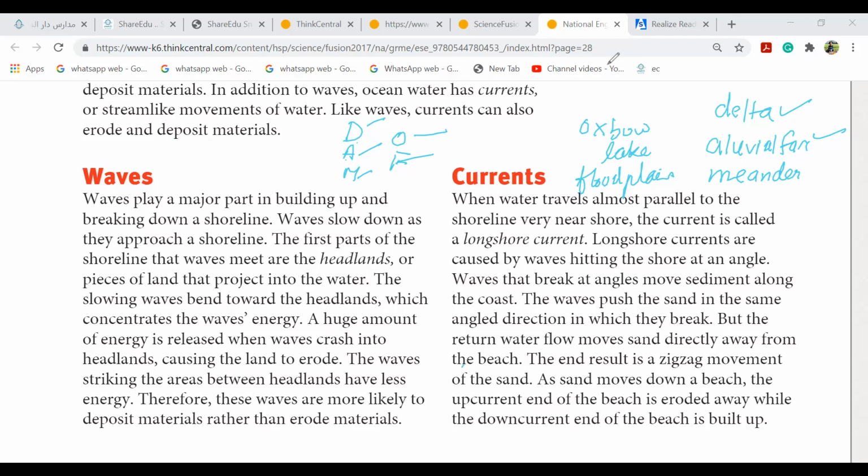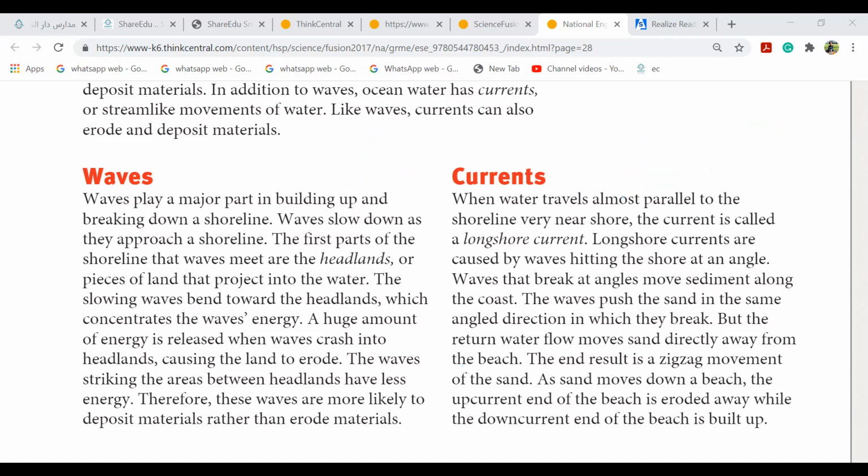I have highlighted them for you. Please learn them, girls. These are important.